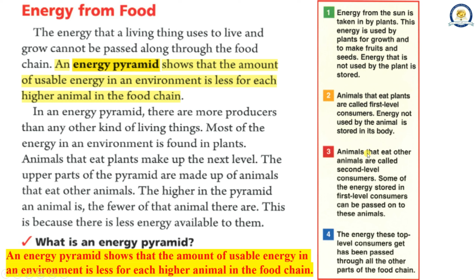3. Animals that eat other animals are called second-level consumers. Some of the energy stored in first-level consumers can be passed on to these animals. 4. The energy these top-level consumers get has been passed through all the other parts of the food chain.